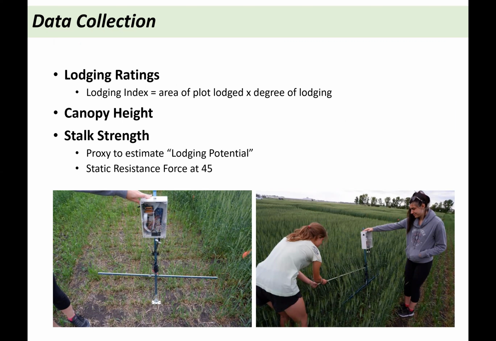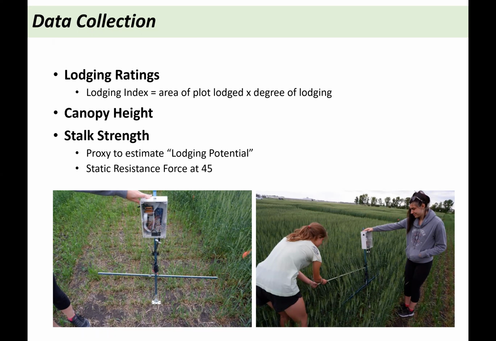Of course, we took lodging ratings. The lodging index we used was the area of the plot lodged times the degree of lodging. The degree of lodging was a 0 to 9 scale. Then we took canopy height. Lodging ratings were taken about 2 weeks after anthesis at the soft dough stage. Canopy height was taken around the same time.